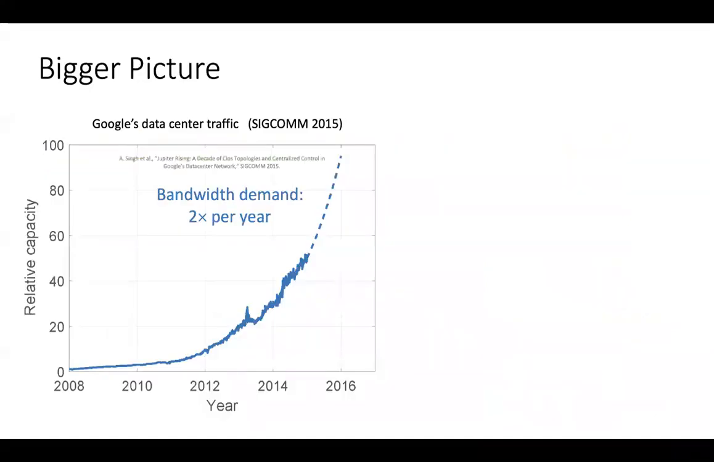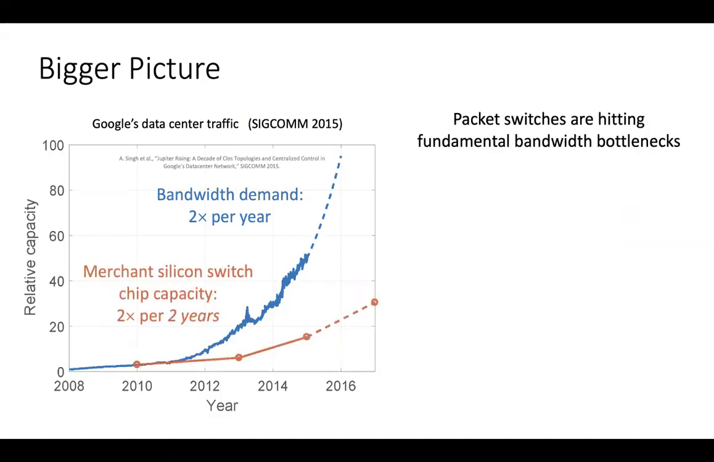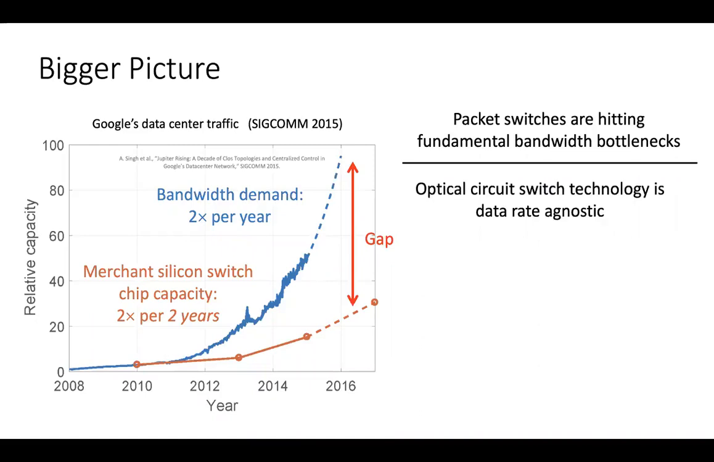So if you look at the data center bandwidth demands, it has been increasing exponentially over the years. But if you compare it to the capacity of the packet switches, that has been growing much more slowly because of the slowdown in Moore's law and the end of Dennard scaling. So essentially, there has been this growing gap between the bandwidth demand and the packet switch bandwidth capacity. And this is where circuit switching can come in to save the day.